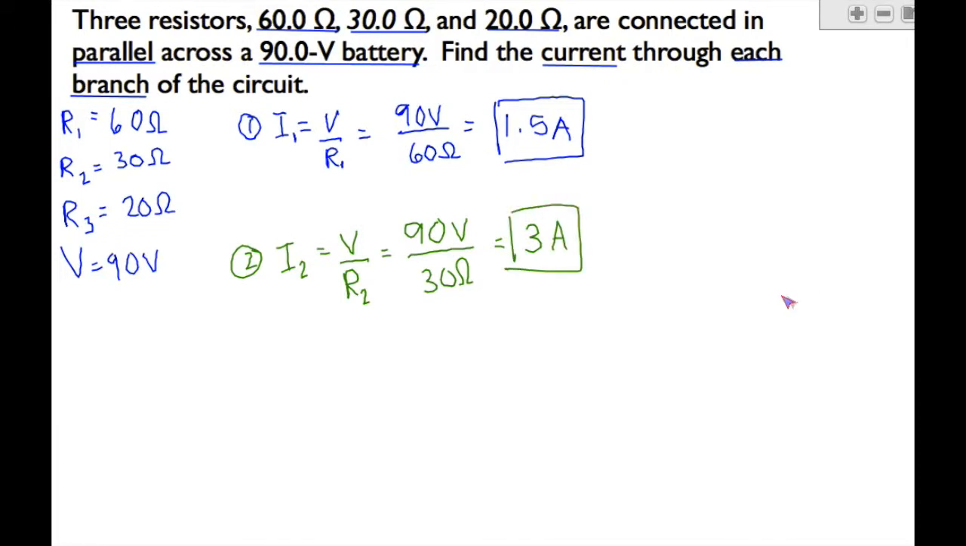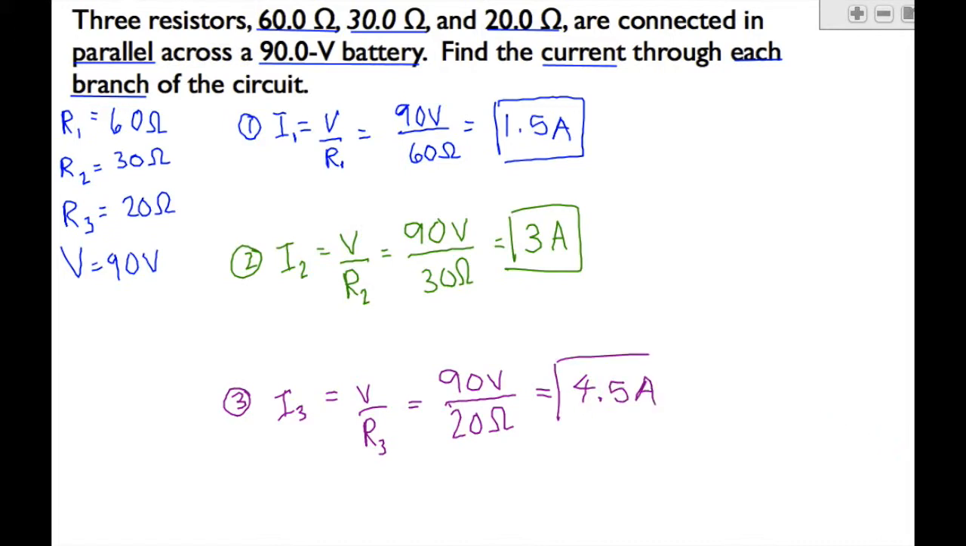And then for our third resistor, our third current is going to be equal to the voltage divided by our third resistor. So our voltage is 90 volts, and our third resistor is 20 ohms, and so we'll have 4.5 amps as our current. And so this is the current through each branch of the circuit.